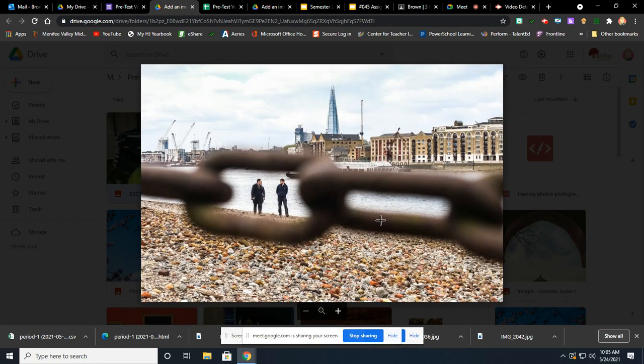Here we have the people being framed by the outside of the chain. So we know exactly where to look. This would be a really hard picture to know where to look if we didn't have that chain there.